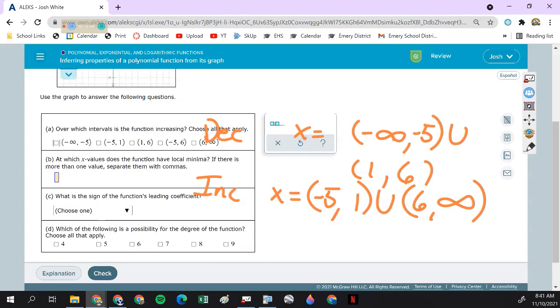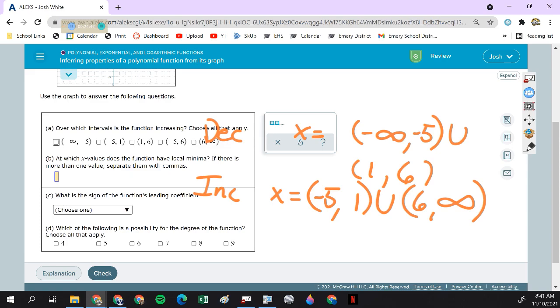And then what could be the degree of the function? 4. Could it be an x to the 6th? Could it be an x to the 5th? No, why not? In an x to the fifth, you would have to have an upside and a downside, right? So if both ends are up or both ends are down, then it has to be even. Could this be an x squared equation? No, because it's a w. But it could be a 4 or a 6 or an 8.